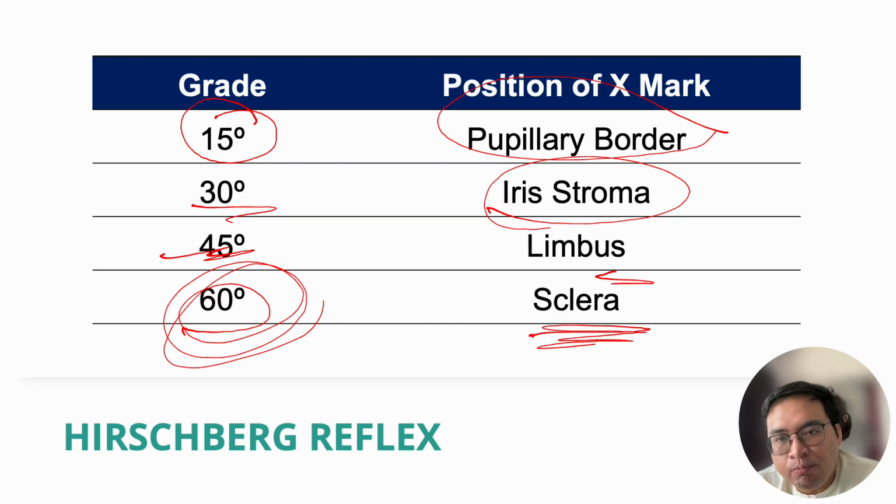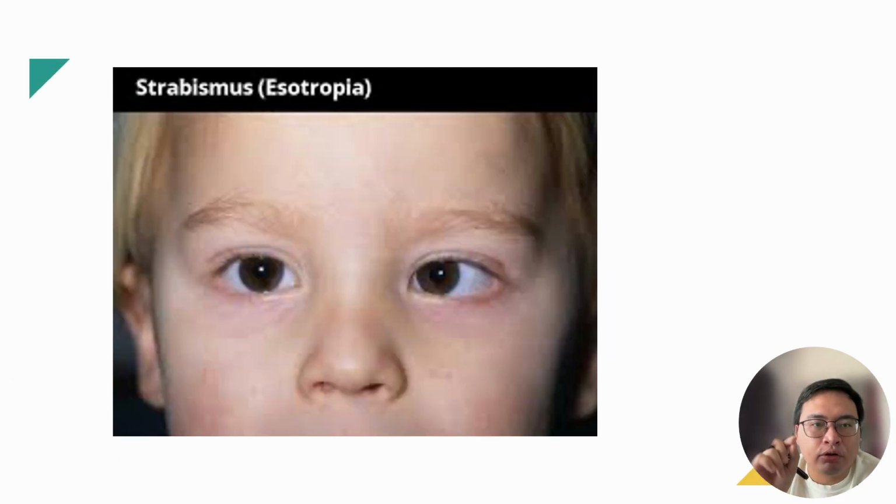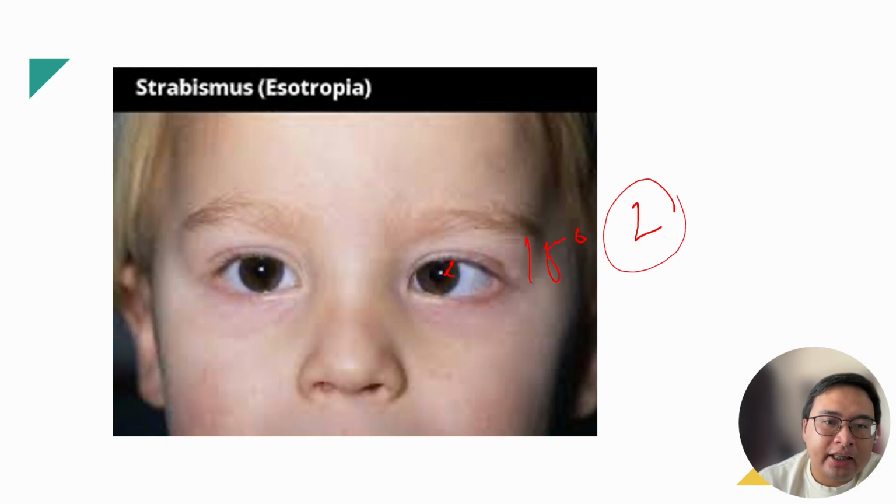Alright? So let's look at an example. Here, the patient is looking directly forward. The reflection is here located in the pupil. So this is going to be 15 degrees left, esotropia. Right. How about for this patient? For this patient, the reflection is still located here in the pupil, right? So it's still 15 degrees left, exotropia this time because it's directed outwards.